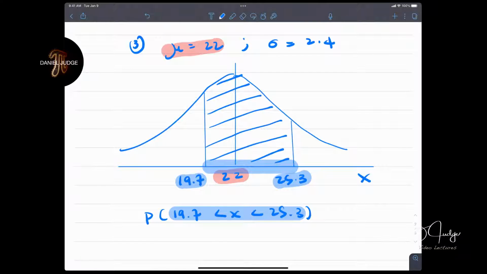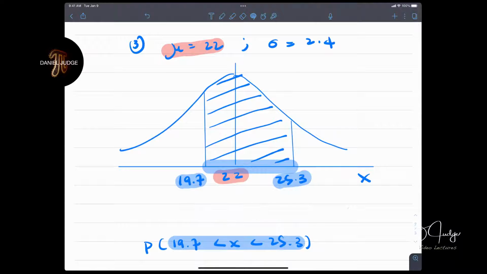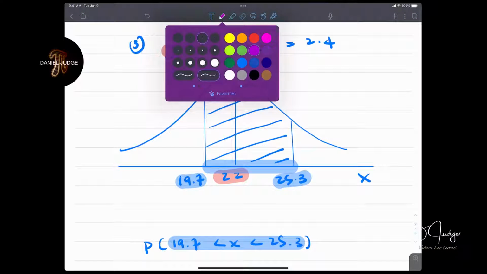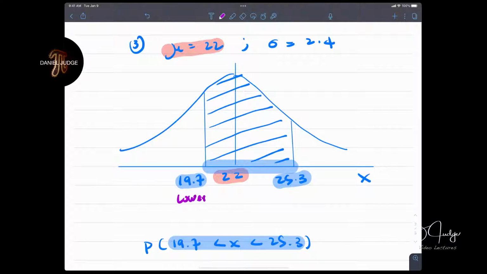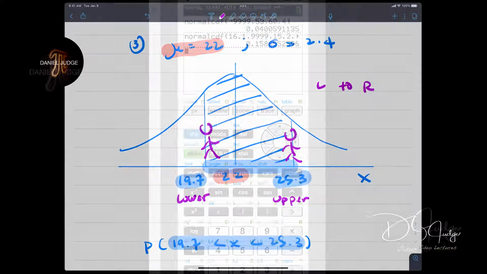There you go. Now, you need this picture because when you use that TI calculator, you need a lower value and an upper value. So we're working again left to right. All right, we know what to enter in the TI now. So let's go to the TI calculator and say, what are we going to enter here?